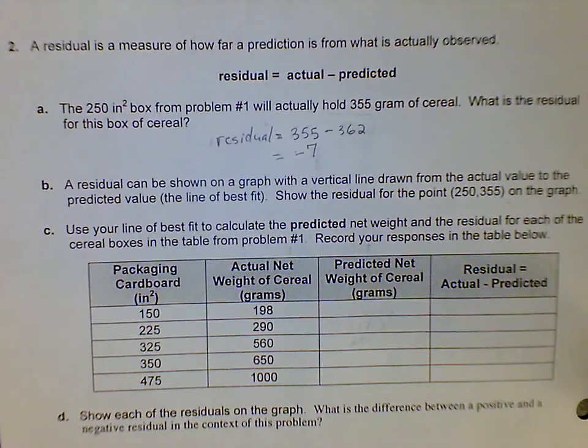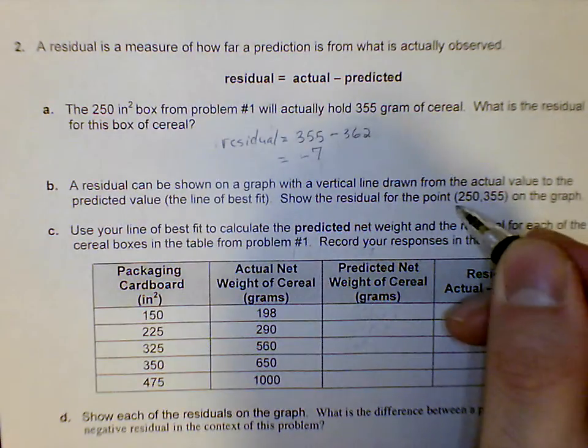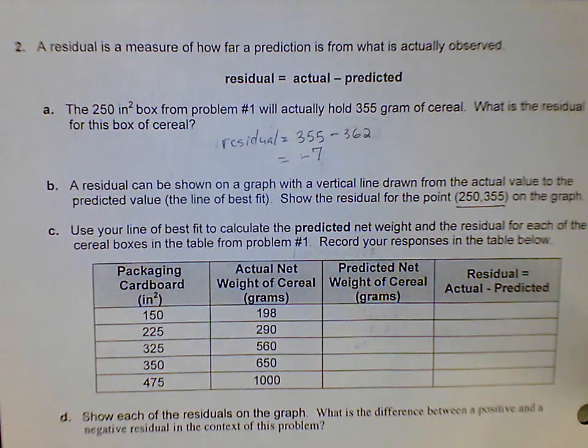Perfect. Question B says a residual can be shown on a graph with a vertical line drawn from the actual value to the predicted value, the line of best fit. Show the residual for the point 250, 355 on the graph. So the first thing we need to do is plot this point, and then we need to show that residual with a vertical line. So go ahead and flip over your paper and do that.